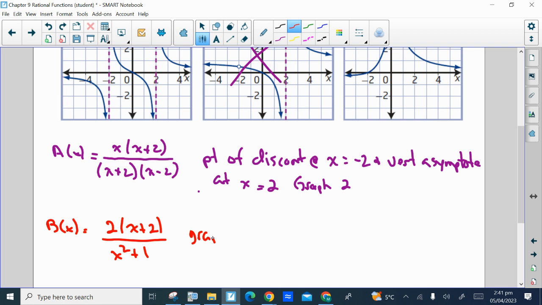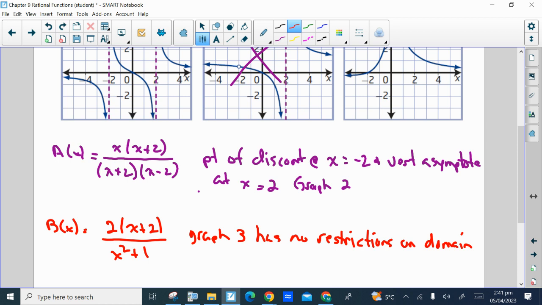So graph 3 has no restrictions on the domain. And that equation has no restrictions on the domain.